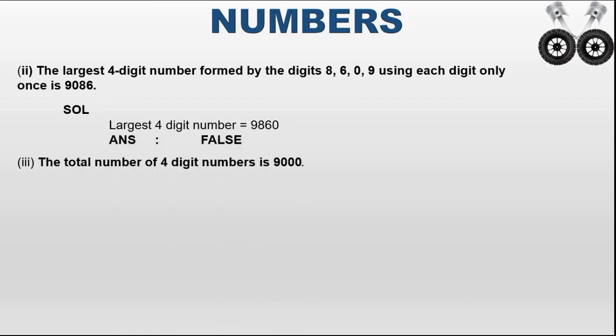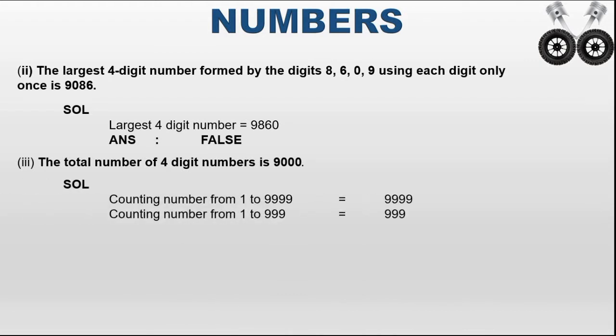Okay, so what is the next statement? The total number of 4-digit numbers is 9000. So when I count the 4-digit numbers, how many are there? I have to check whether this statement is true or false. So first I am counting the numbers from 1 to 9999. Why? Because this is the largest 4-digit number.